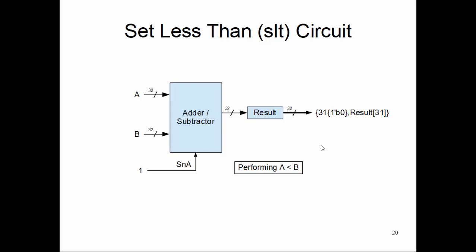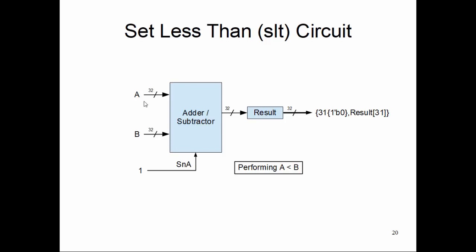Okay, so this result is nothing but your result bit 32nd bit, result 31, right? And then padded up with 31 zeros, to make a 32-bit. So the result from this whole circuit is basically 0 or 1, whether A is less than B or not.